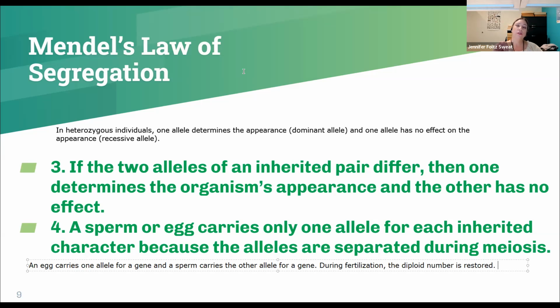Okay, so just to summarize, law of segregation, every gene has alleles, correct? One allele is dominant, one is recessive. The dominant one determines the appearance in a heterozygous individual. I believe number two was you get one allele from mom, one allele from dad. And then finally, number four, an egg carries one allele, sperm carries the other. When they come together during fertilization, you get the diploid condition again.